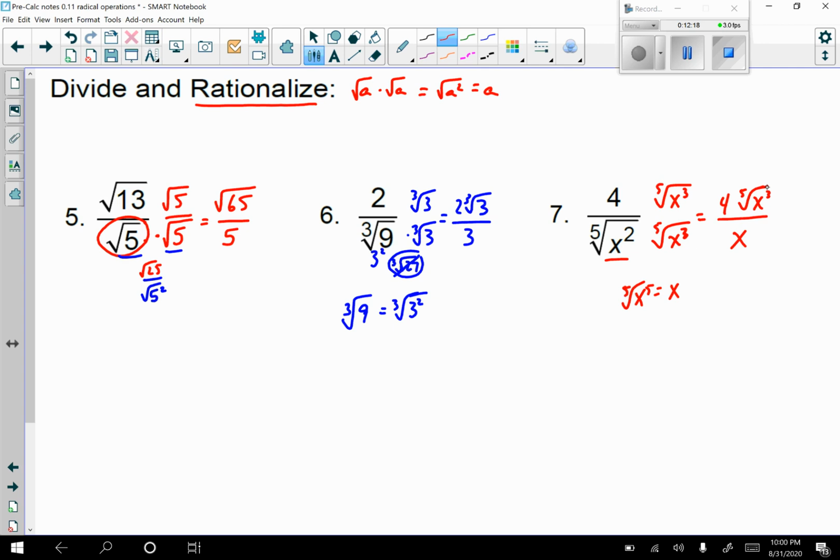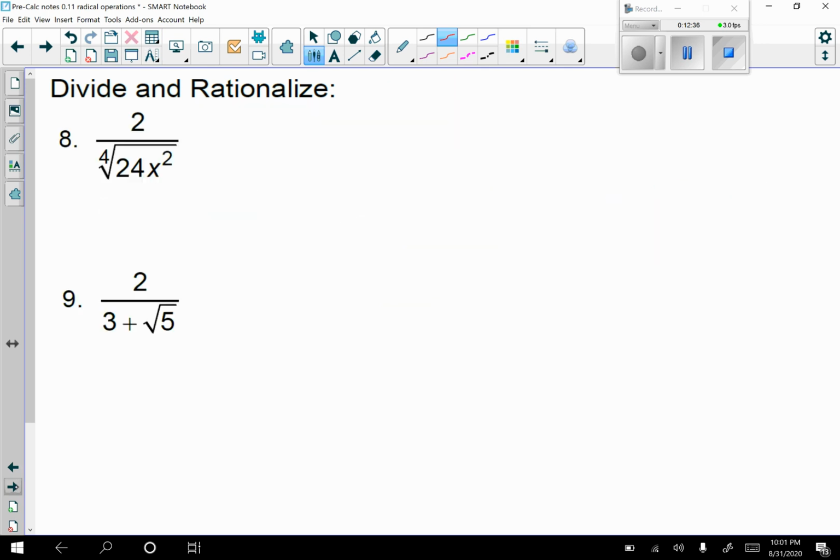So see if you can complete each factor into the right number. 5th root, we need 5 of a kind. Cube root, we need 3 of a kind. Square root, we just needed 2 of a kind. So we can just repeat ourselves. So see what you can do on number 8. A little bit more difficult. 2 over the 4th root of a bigger number, 24, x squared.